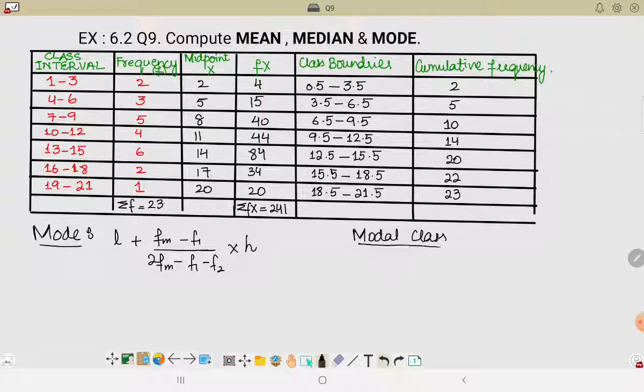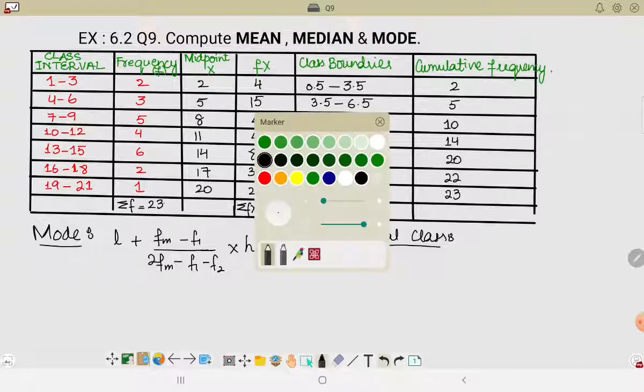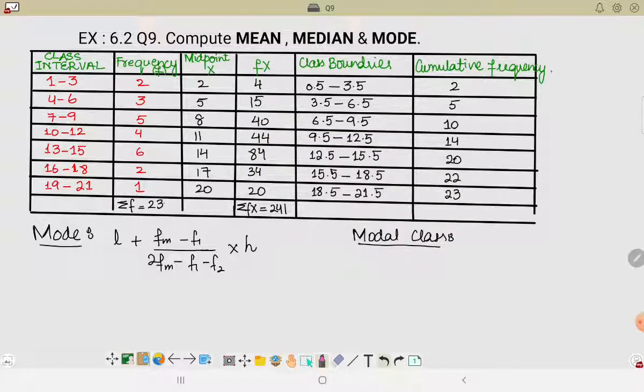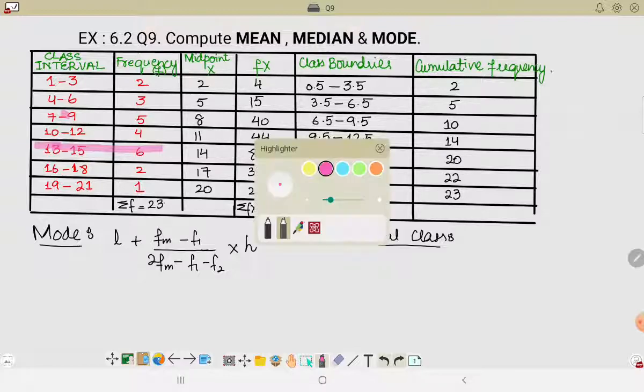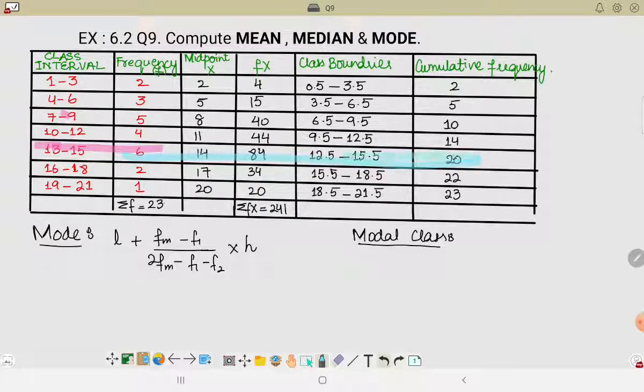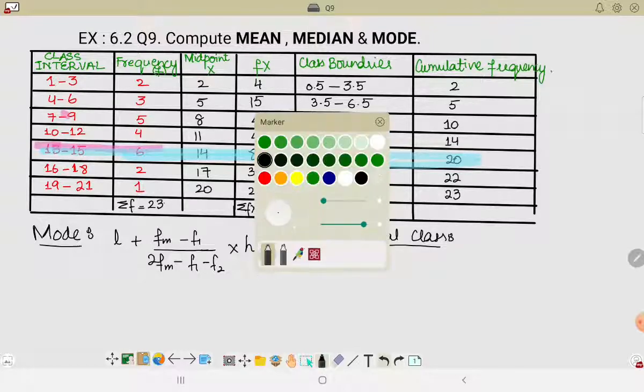अब मॉडल क्लास कैसे फाइंड आउट करेंगे? For finding out the modal class हमने वो वाली वैल्यूज़ देखनी है जिसमें सबसे ज़्यादा फ्रीक्वेंसी है. The most occurring observation is going to be the modal class. See यहाँ पे आपके पास जो फ्रीक्वेंसी है 6 में सबसे ज़्यादा है. So this is going to be your modal class. ठीक है, अच्छा जी, अभी मॉडल क्लास हमने फाइंड आउट कर ली, the one which is marked with blue color. Now we are going to write down the values in the formula.